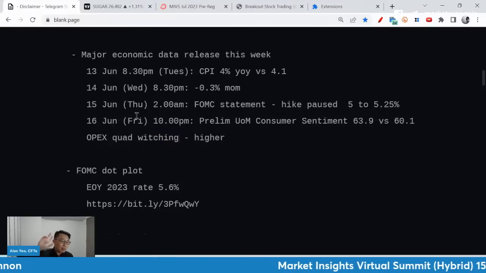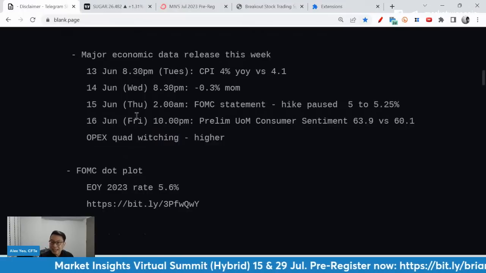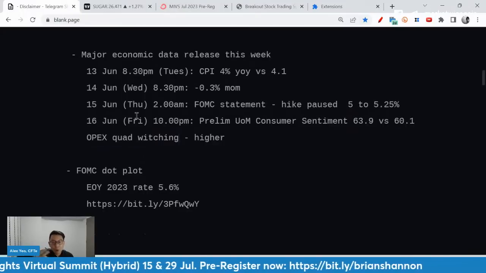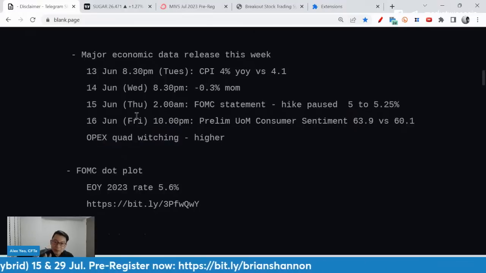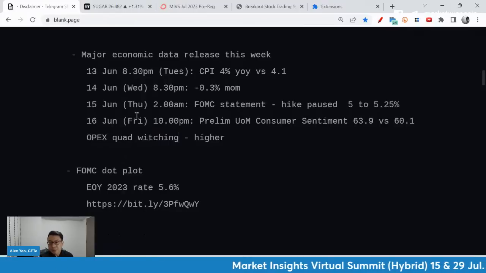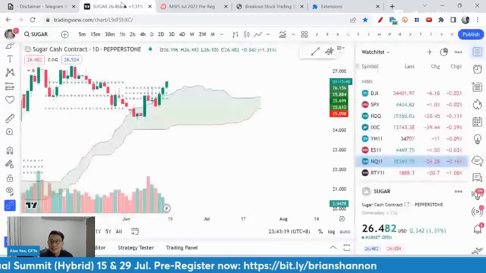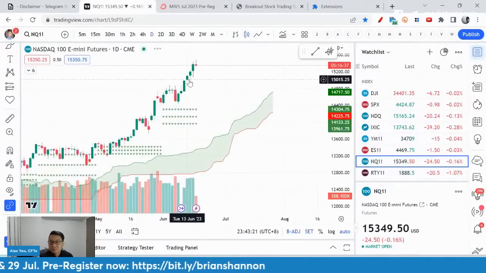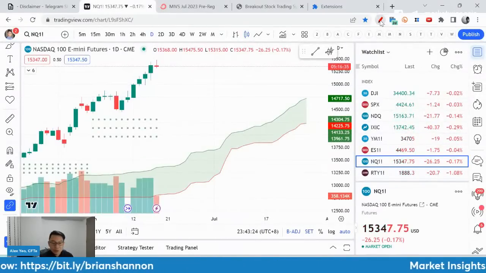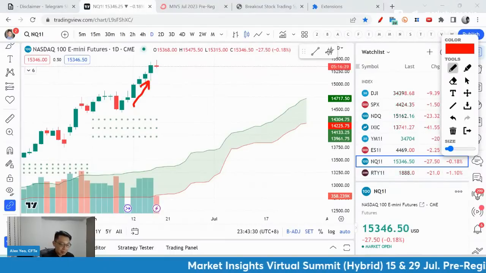And I'm not sure whether you remember what I said last week about the OPEX or the quad witching. Do you remember that I said the market tends to go higher towards the OPEX, and then possibly fall after the OPEX, or rather that the market tends to be weaker after the OPEX? You can see that from the chart, right? The market this week is pretty strong. Do you remember or not? If you remember, just type yes in the comments.